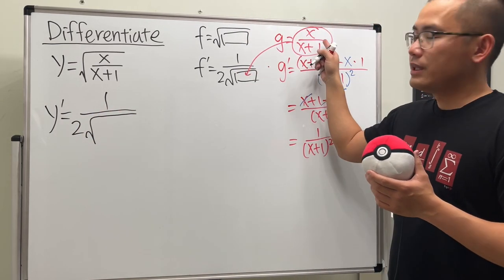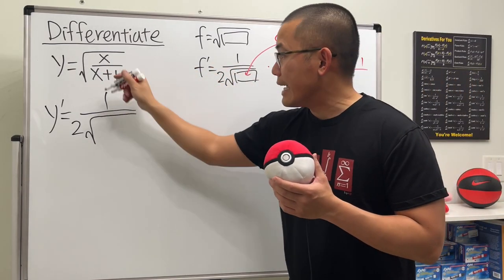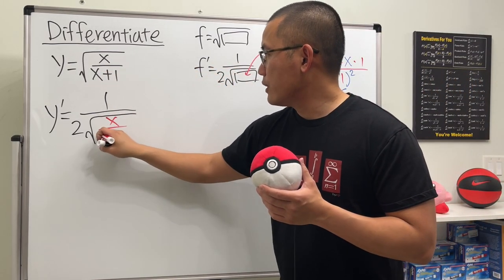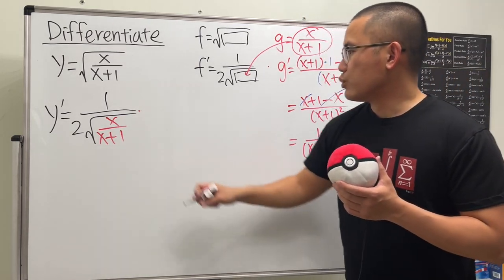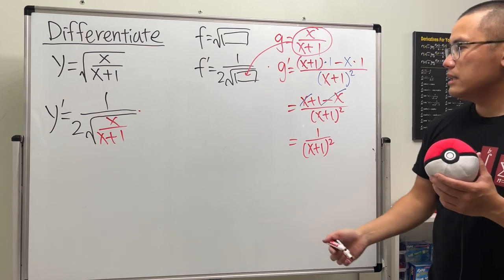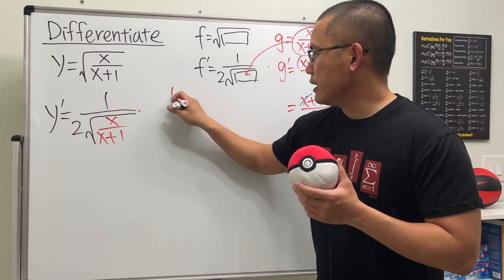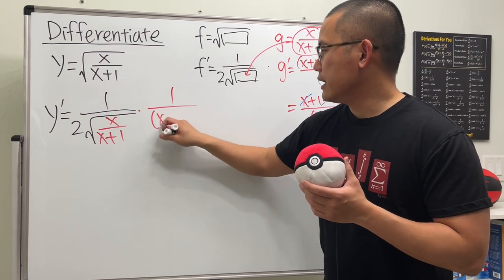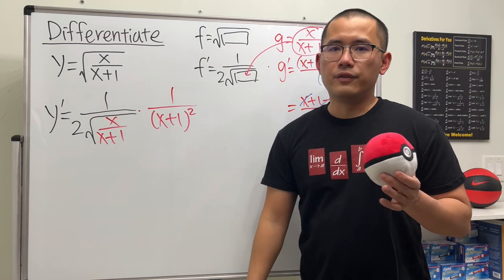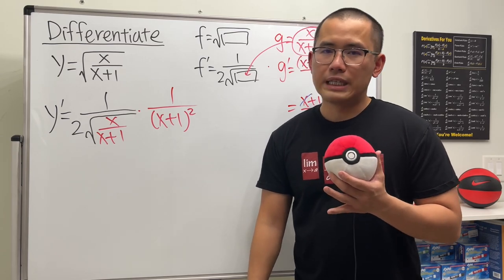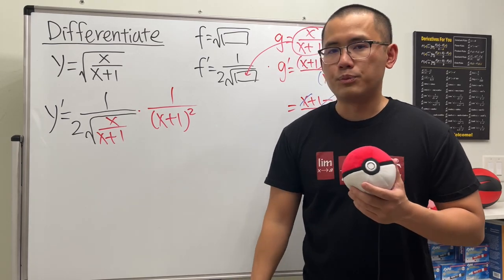Inside here, we put down the g function, which is the original inside, right? So that's x over x plus 1. And then we multiply by the derivative of g, which is this that we found earlier. And I will just write it as 1 over parentheses x plus 1 squared. So that's pretty much it for the calculus part. And then we will just have to do some algebra to simplify this expression.